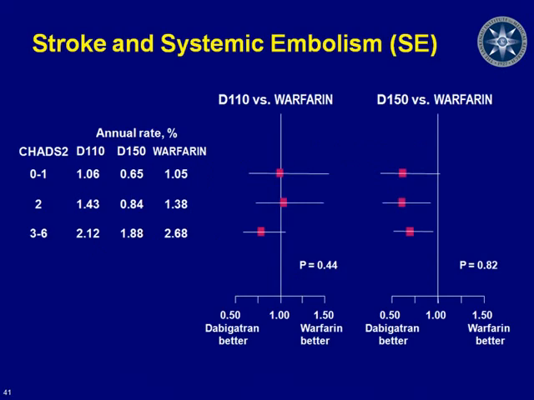So, next slide. In terms of the primary endpoint of stroke and systemic embolization, you can see here that the 150 dose, when compared to Warfarin, is statistically beneficial irrespective of the CHAD score, as you can see on this slide. The 110 dose is non-inferior, also irrespective of the CHAD score.